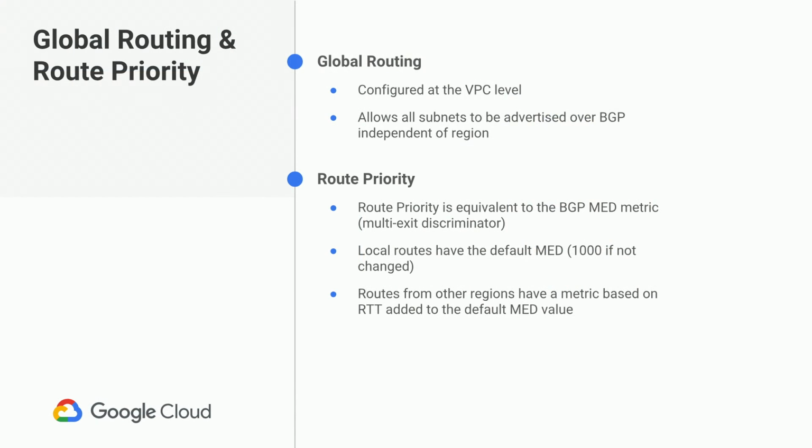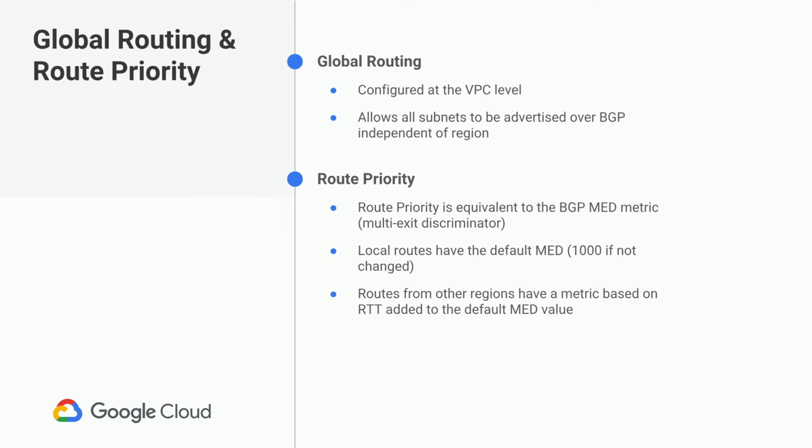Okay, great. The other thing to talk about is route priority here. For those that are familiar with BGP, route priority is the equivalent to the BGP metric MED, right? Multi-exit discriminator. So when you see route priority in our console, just think of MED. That's how it will manifest itself when you go into your routers on-prem and you look at the route priorities. The standard default route priority for all routes is 1,000.